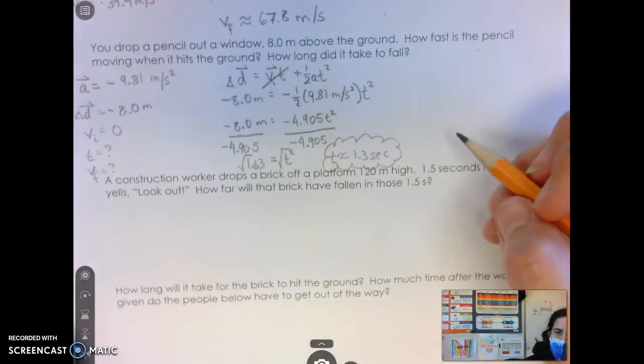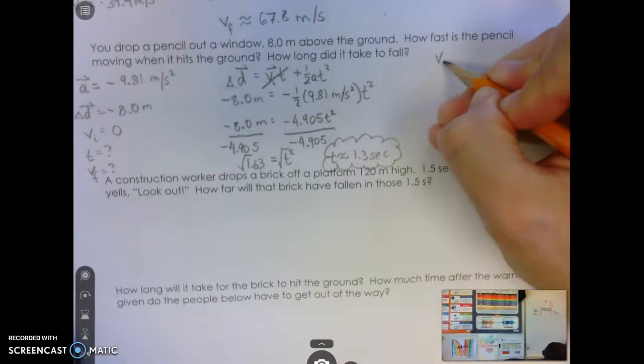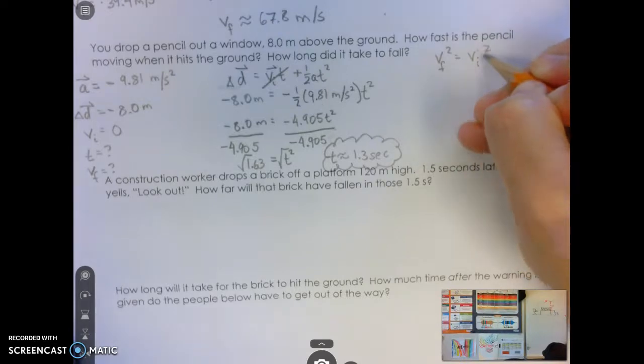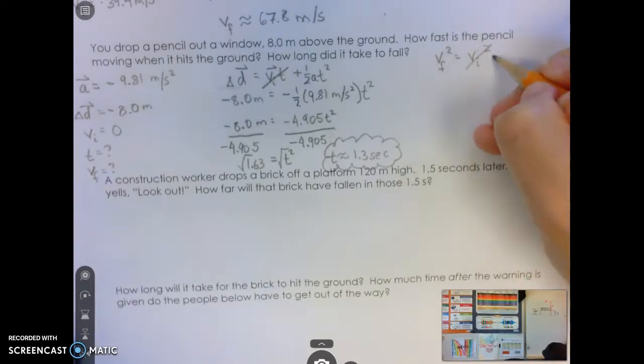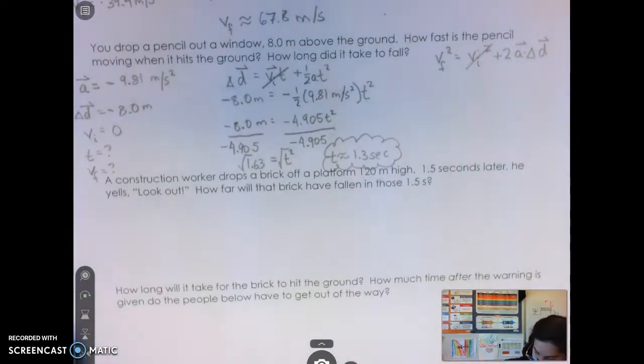You can choose just about any equation you want now that we have time. If you went straight to this one, noting that the initial velocity was 0, and you have 2 times negative 9.81 times negative 8 meters. Notice meters per second squared for acceleration. Meters for displacement. 2 negatives make a positive.